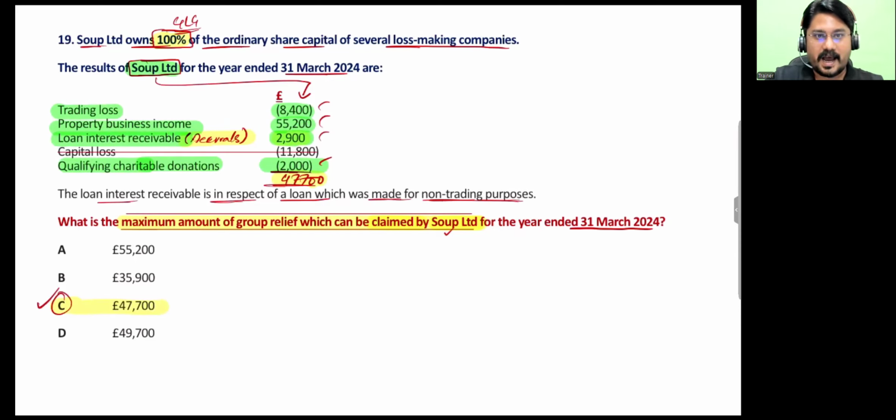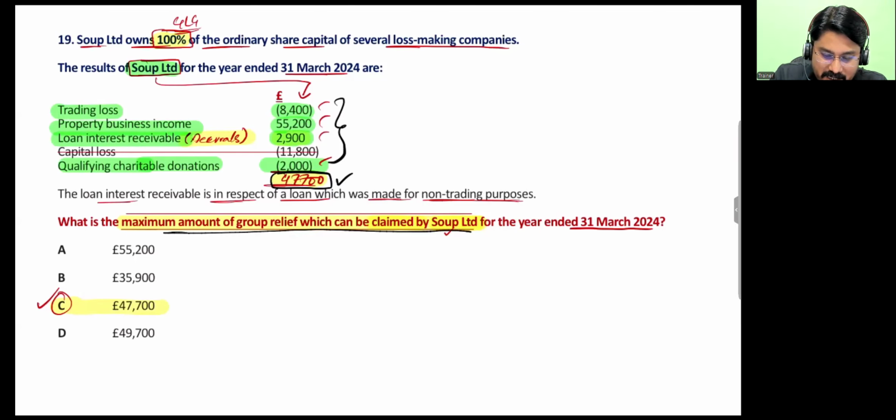Let's say I'm company S, I have my own profits, I have my own losses. So first of all, my income and losses will be adjusted with each other. And afterwards, we will check how much profit is available, to what extent I can take the other company's loss. So after all my adjustment with myself, I, being S company, still have 47,700 profits. And to this extent, I can claim the other company's loss. So the correct option is option C.